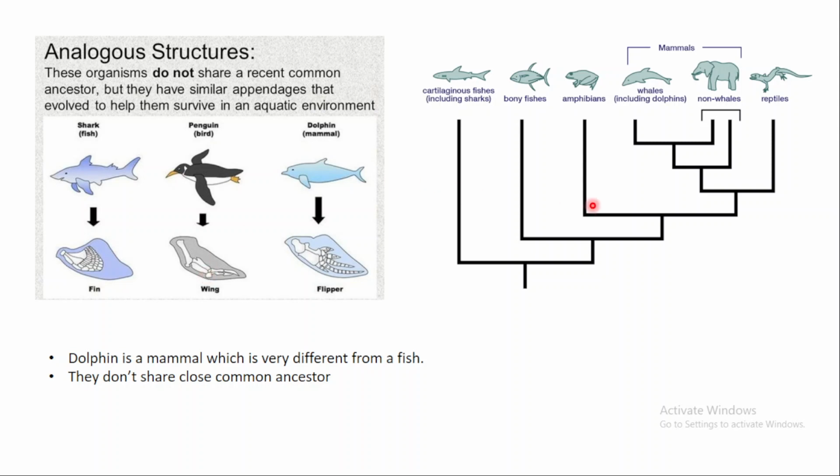And here is a phylogenetic tree showing whales, including dolphins, and non-whales. Whales are mammals, and mammals diverge way before cartilaginous fish, which are sharks, and bony fishes. So bony fishes and dolphins do not share a recent common ancestor. Dolphin is a mammal which is very different from a fish. They do not share a close common ancestor, but the dolphin flipper and the fish fin both help in swimming. So they share the function. That's why they're analogous. If they share the evolutionary ancestry, they are homologous, but differ in function.